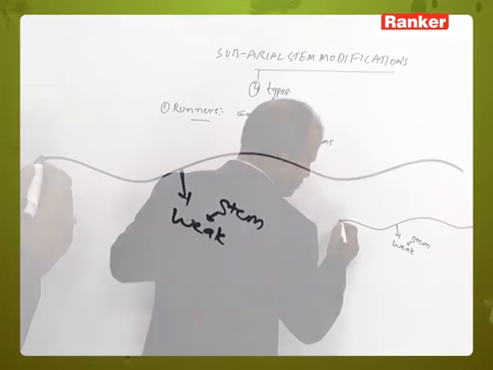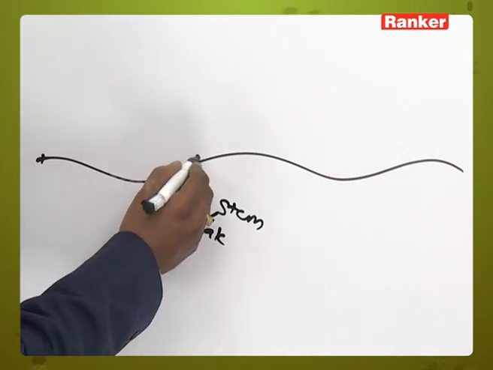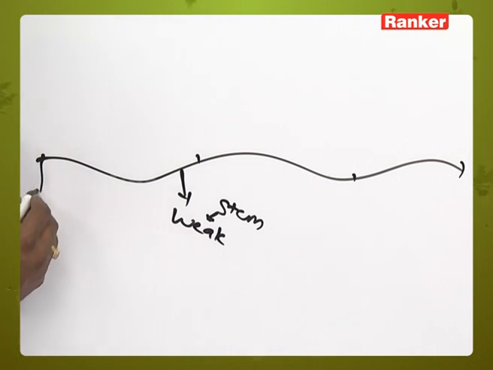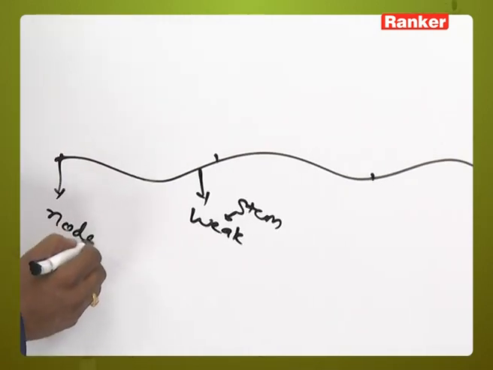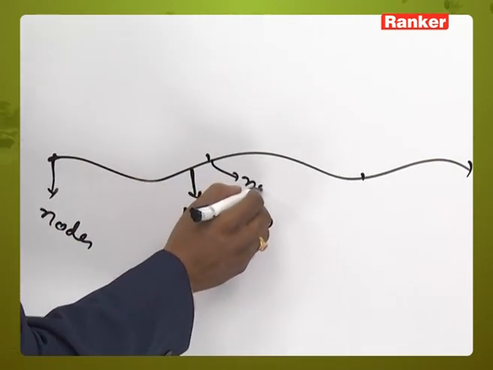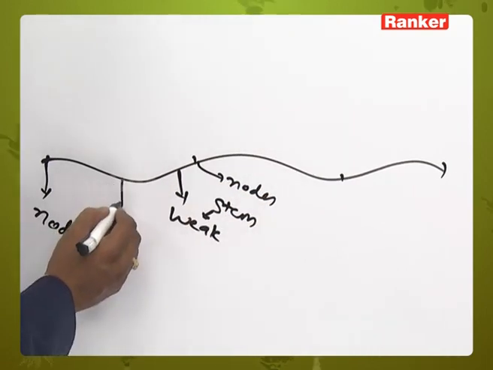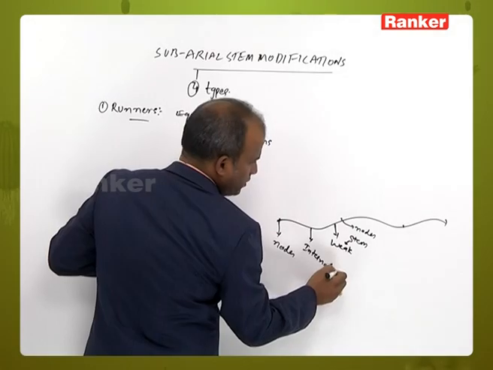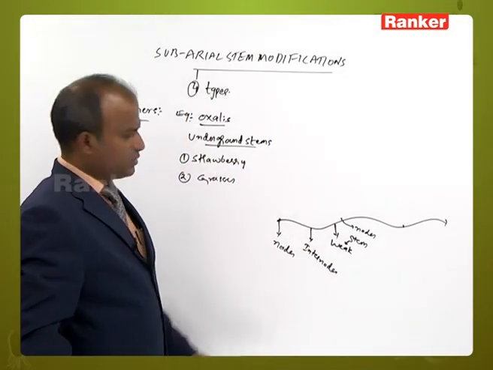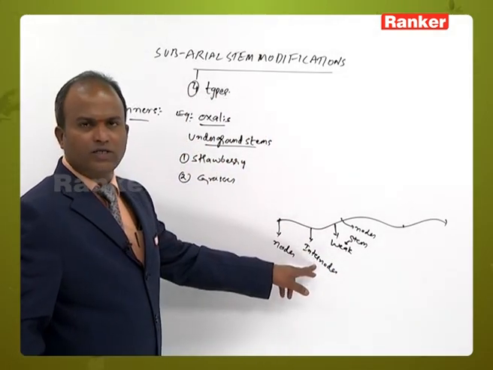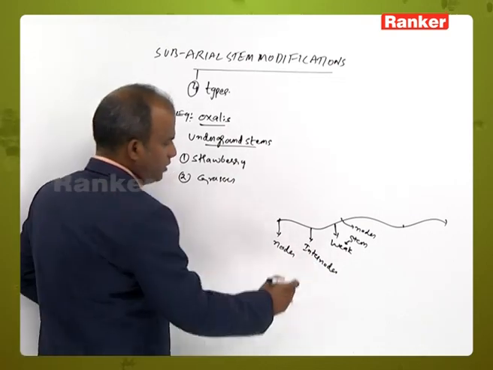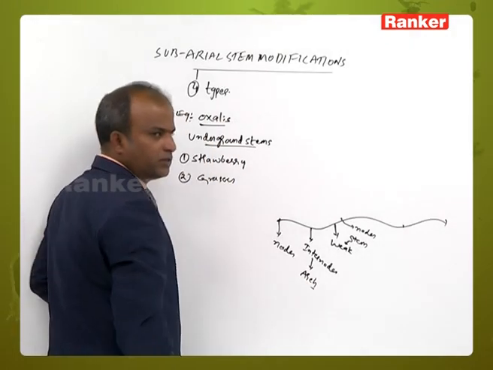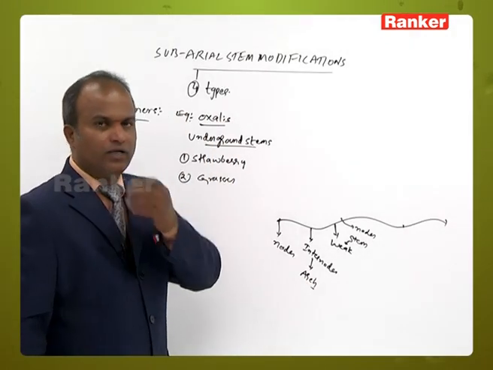And it shows nodes. It is differentiated into nodes and internodes. This portion is nodes, and these portions are internodes. Can you say whether these internodes are arch-like structures? These internodes are bending like an arch.